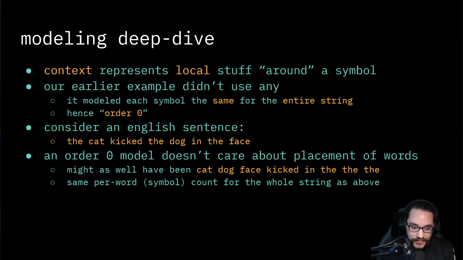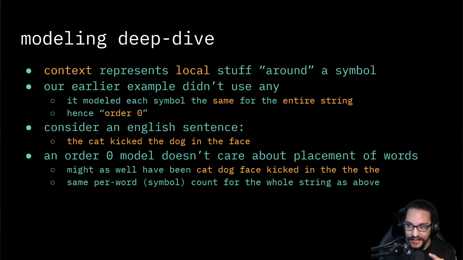So this same string, or if we take a different string with the same symbols, for example, "cat dog face kicked in the," that's exactly the same words, just put in a different order. And if we construct an order 0 model where we just count frequencies and probabilities of single words in the context of the whole string, we would end up with the same model. Although this is a very different sentence.